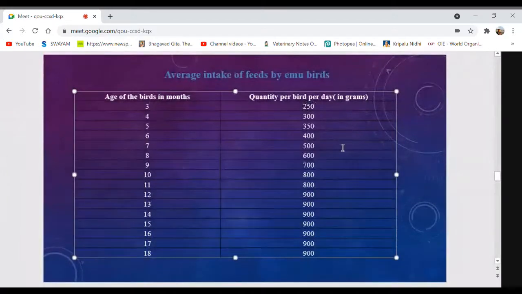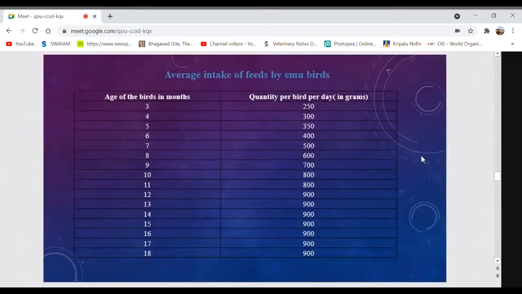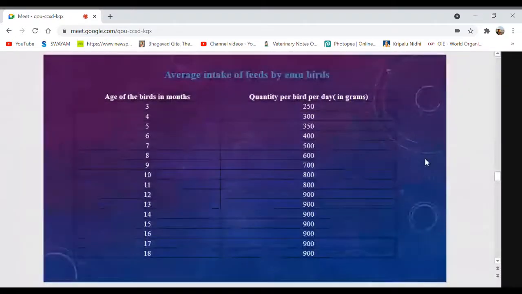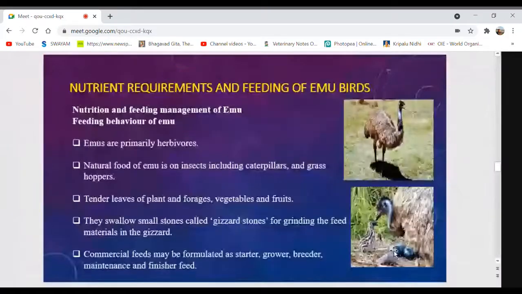But here at 12 weeks it will be 250 grams. Regarding at what age they will produce egg, that means age at sexual maturity, I am not discussing here. I think these things may be discussed in another class. Here I am discussing only their feeding management. It is very high, like by 18 months it is nearly 1 kg. Since their size is very big, but egg production is very less. Egg size is very high, and around 30-35 eggs will be produced per year.